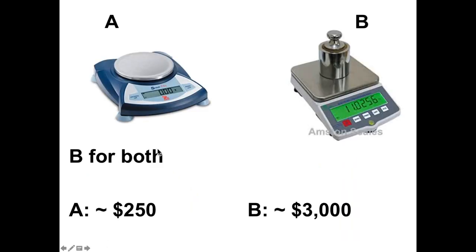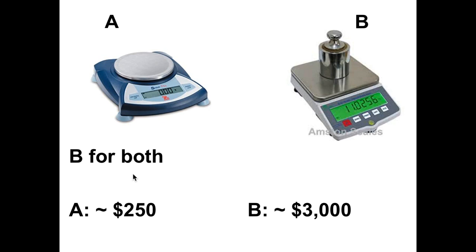Okay, so for both, the answer is going to be B. A only goes to the hundreds, B goes to the 10,000ths, and B is much more expensive. So A costs about $250, B costs about $3,000. And all that $3,000 goes into the components that you need to have a balance that goes to that level of precision, to that 10,000ths place.